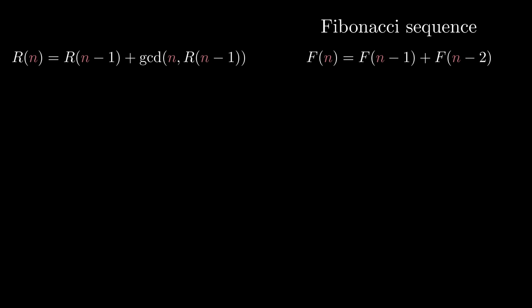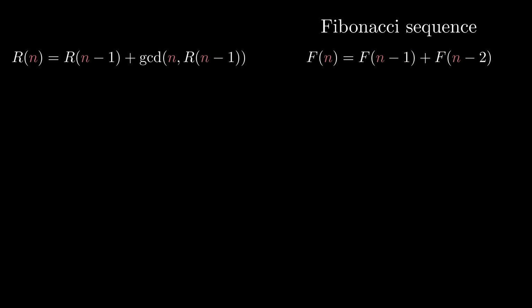This is a recurrence that generates primes. It defines a sequence where the nth term r of n is the previous term r of n minus 1 plus the greatest common divisor of n and the previous term. You can think of it as a warped version of the Fibonacci recurrence, where the nth term is the previous term plus the term before that.